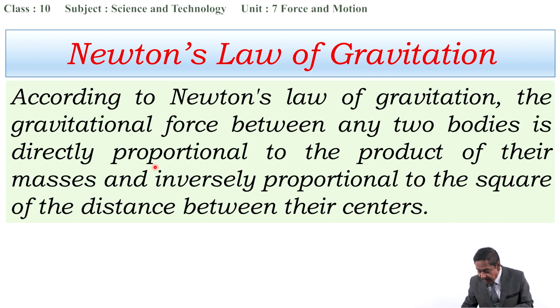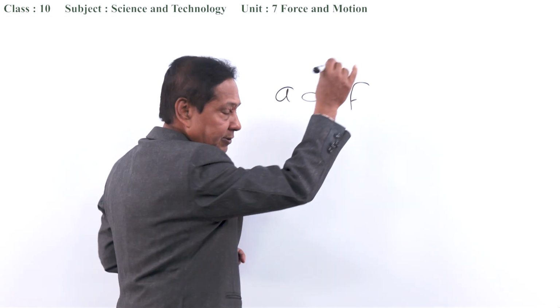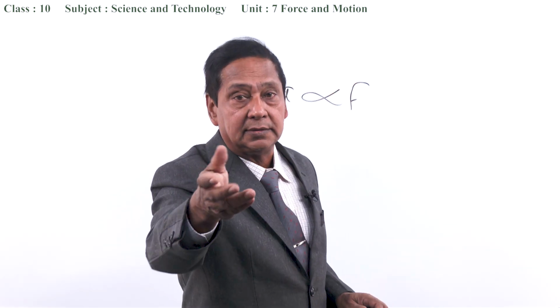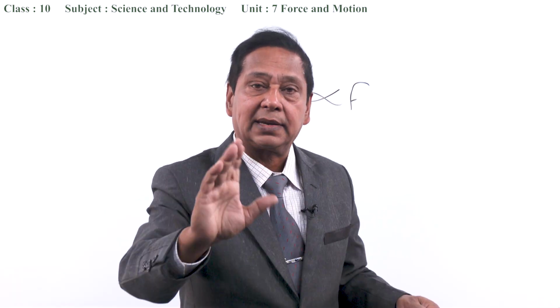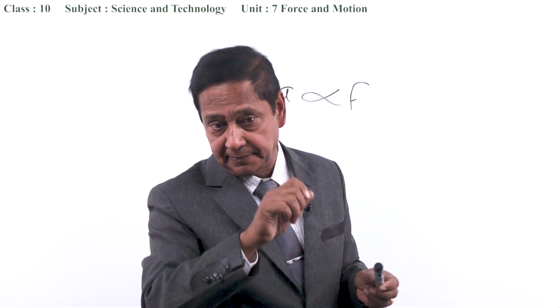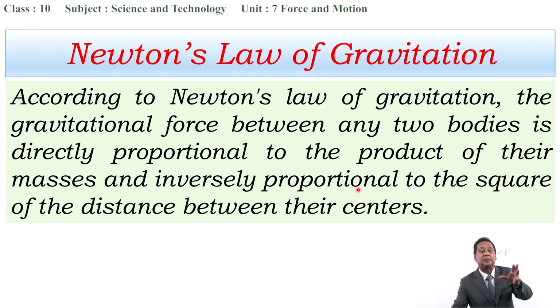You are taught in class 9 that acceleration is directly proportional to force. If we apply more force, then the acceleration of the body will be more. And if we apply less force, the acceleration will be less. This is the meaning of directly proportional. Now next, this law says that the gravitational force between two bodies is directly proportional to the product of their masses and inversely proportional, another word, to the square of the distance. Do you remember inversely proportional?